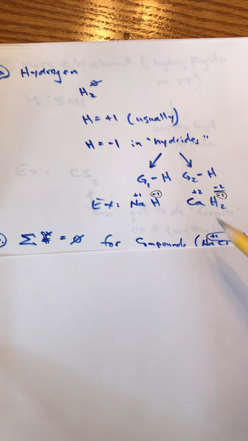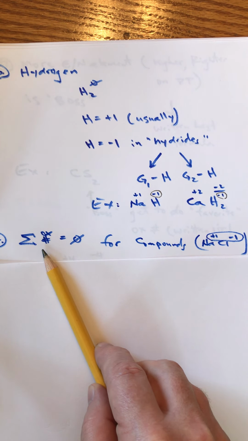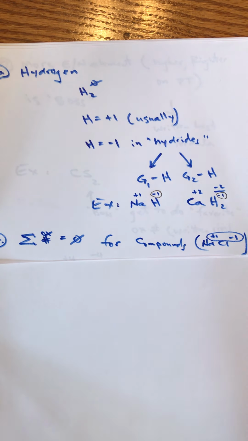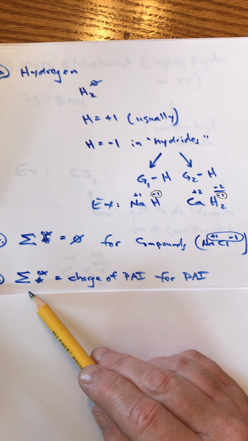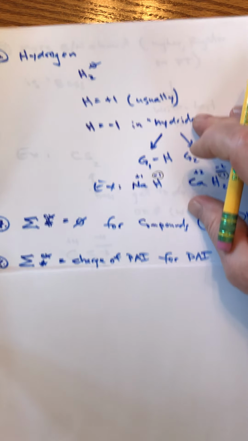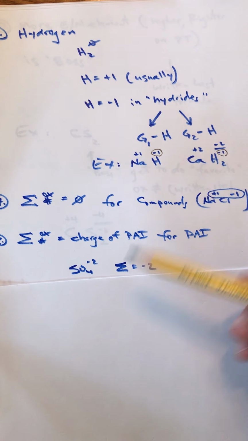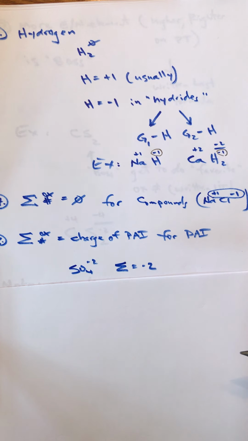Now, we've been applying this rule already, kind of taken for granted, but the sum of the oxidation numbers for a compound adds up to 0. So sodium chloride, sodium +1 and chlorine -1, they add up to 0. The sum is going to be 0. What if you're looking at just part of a compound, like a polyatomic ion? Well, if you add up the sum, they equal the charge on that polyatomic ion. That simply means, for example, if I had sulfate, SO4 with a charge of -2, they're going to add up to -2.